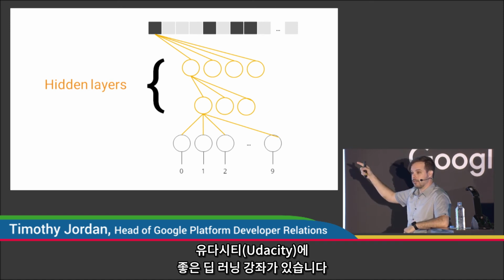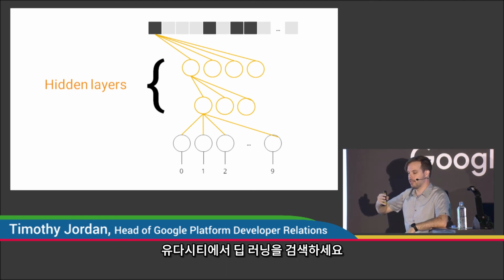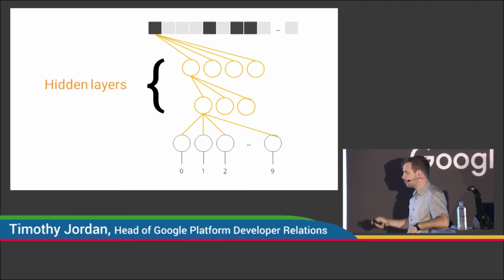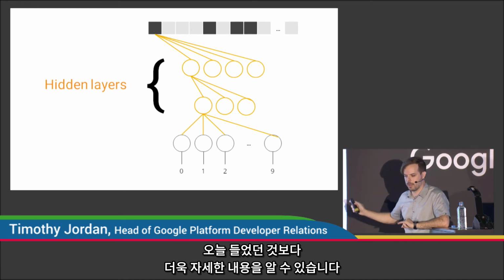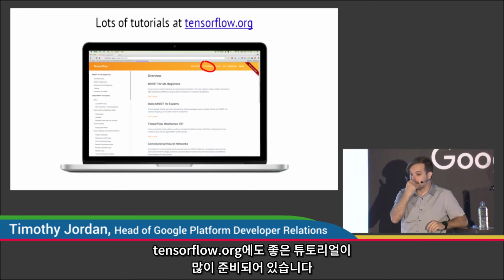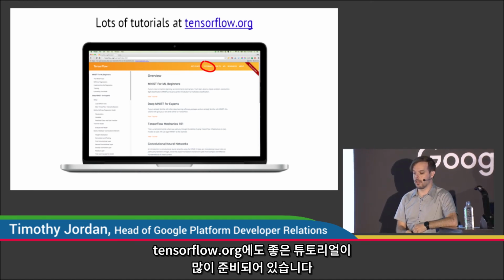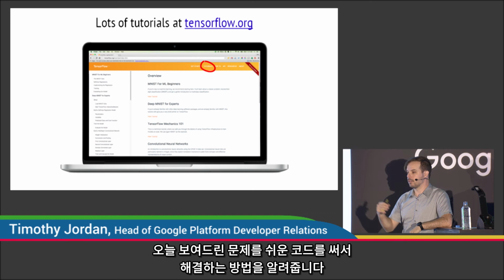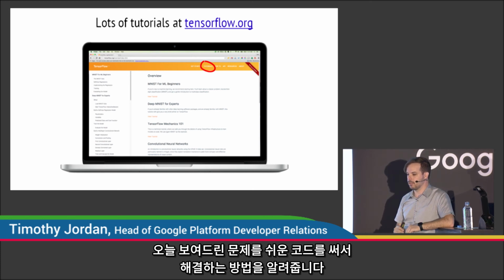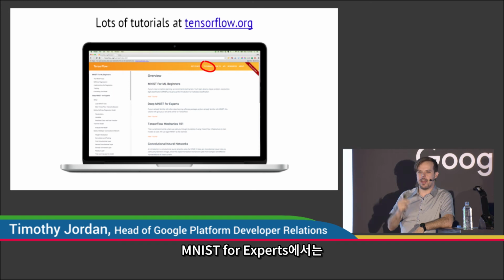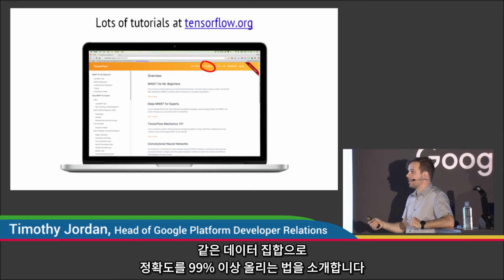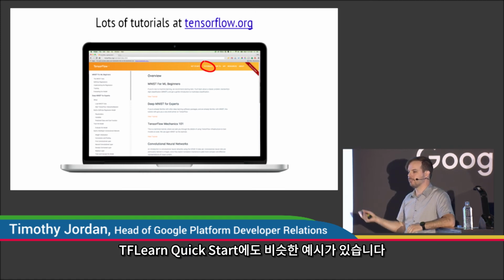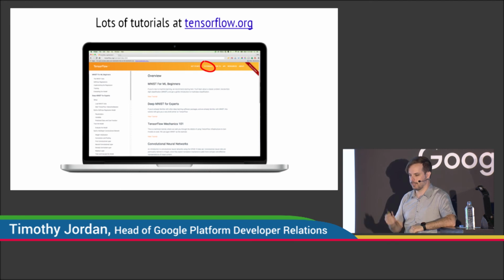Now, to learn more about deep learning, we actually have a great Udacity course, and you just search for deep learning on Udacity. And you'll find it, and it'll go into way more detail than just my overview here. In fact, there's a lot of great tutorials at TensorFlow.org. If you want to go from where you're at today, check out MNIST for beginners. And it'll show you how to write lower-level TensorFlow code for the same problem that we looked at today. You can also check out MNIST for experts, and you can see how to get over 99% accuracy, again, with the same data set. Also try the TF-Learn Quick Start, which is very similar to what we looked at today.